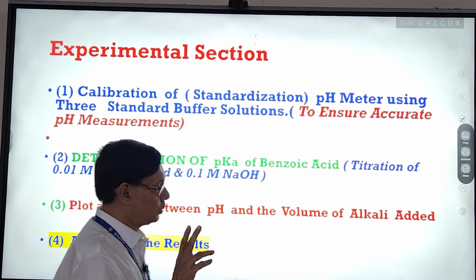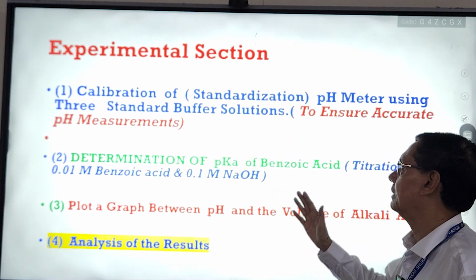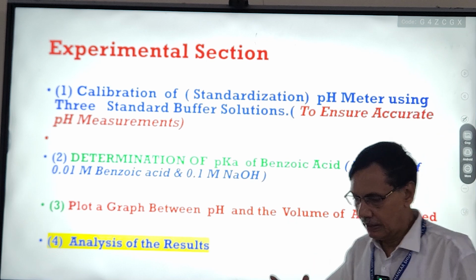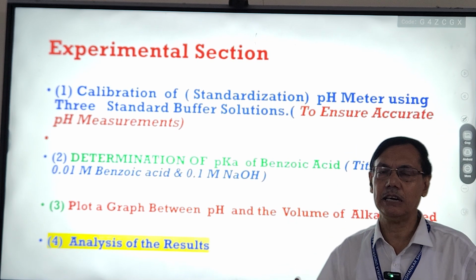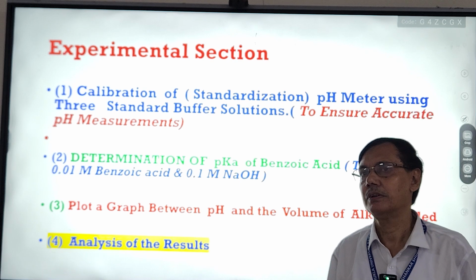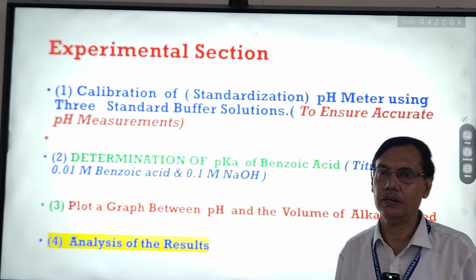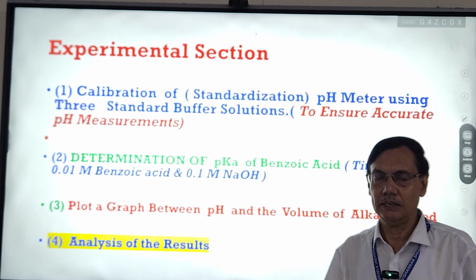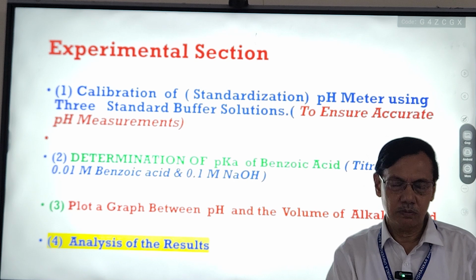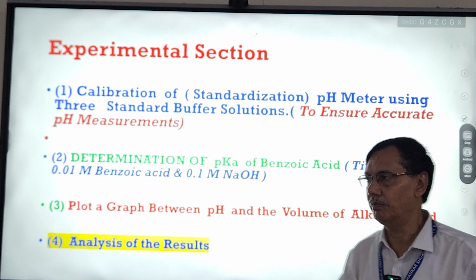So there are two parts. The first part is calibration of the pH meter, or sometimes we call it standardization of the pH meter. You know that there are two types of electrode: one is the calomel electrode and another is the glass electrode. But I think in your laboratory you have a combined electrode, so that is not a problem.